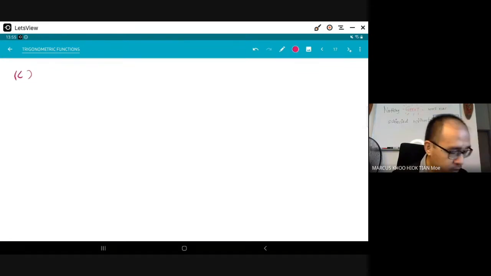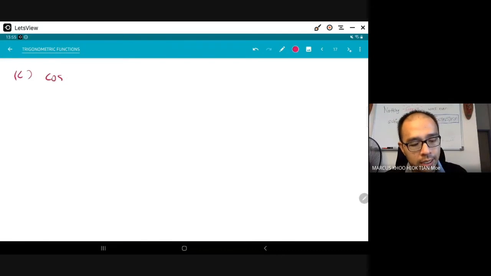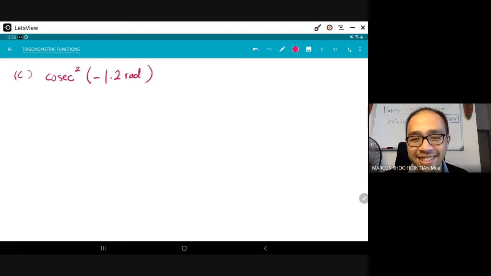Okay, let's try another one now. Cosecant squared negative 1.2 radian. This is super wow. Okay, what happens if we get this? First of all, let's change this to degree. Okay, 1.2 radian equals to how many degrees?